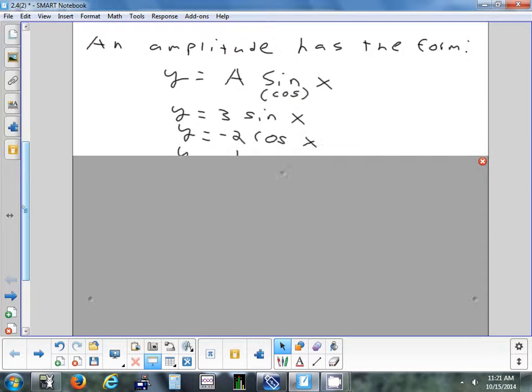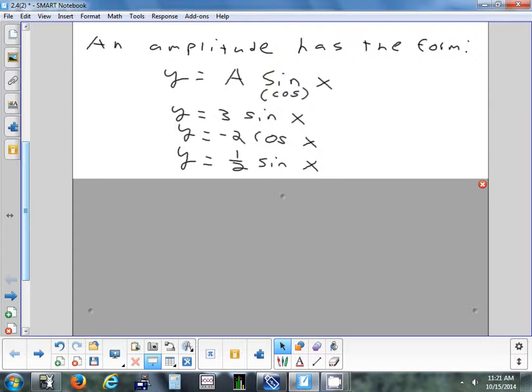There's another example of an amplitude change. And the last one is also an amplitude change, but it's going to compress. Now, the negative here does something. The negative has no effect on the amplitude.